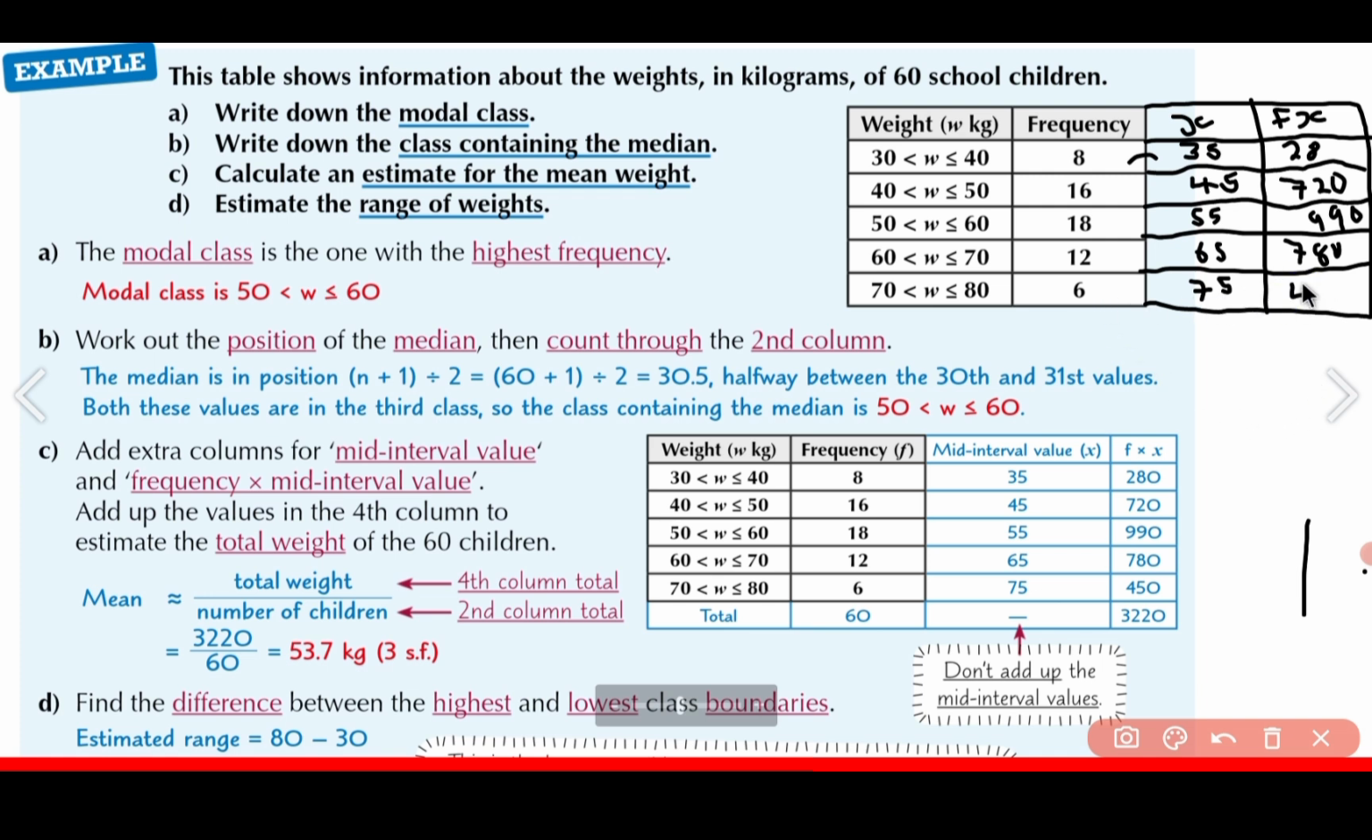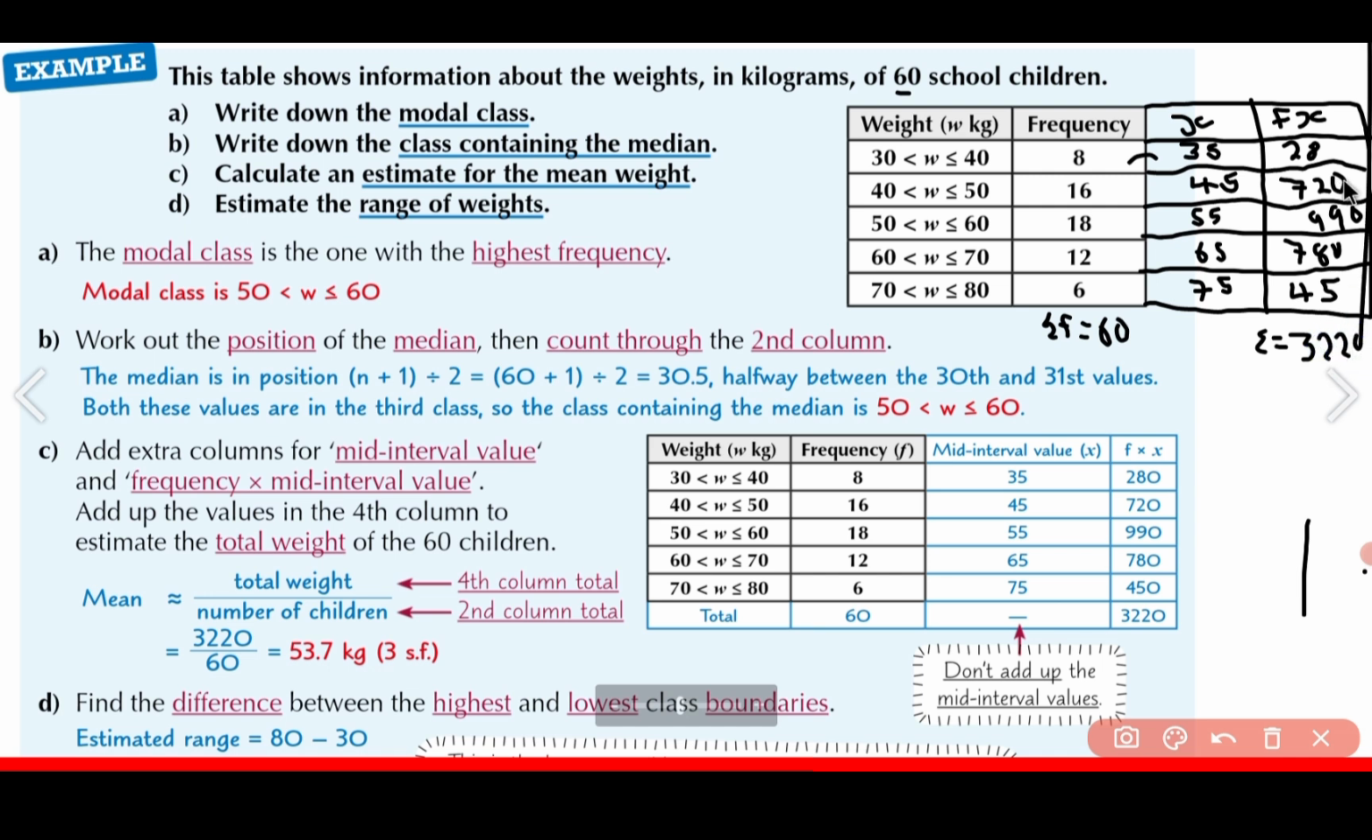So we need the sum for the frequency. When you add the total frequency, it should always give you your total distribution, which is here. So we just know it is 60. You can try to add with a calculator. It's going to give you 60. Then you also add the sum here. So when you add all these numbers with your calculator, you get 3,220.